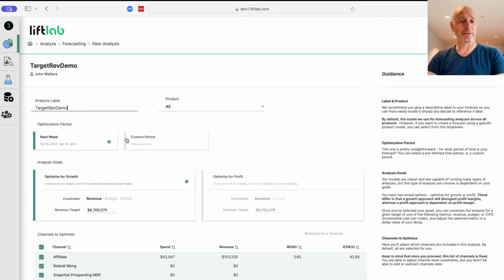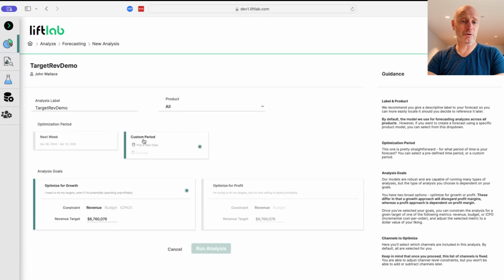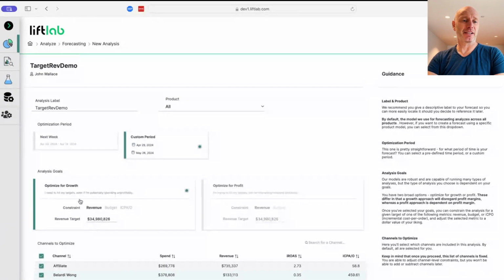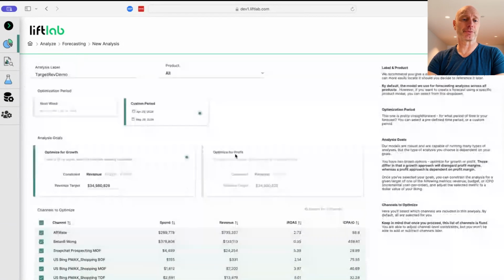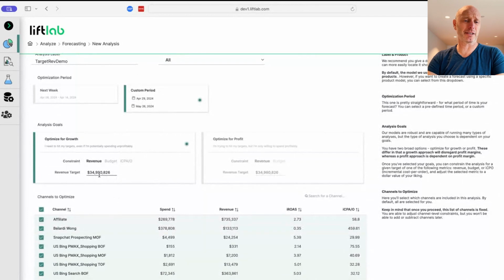We could do that for just the next week, or we could do this for a whole month in the future. So we'll do this for the fiscal month of May. And here's our capability to optimize for growth. In the reference data from the media plan we had about a $35 million period. But let's say in May, we actually want to do $36 million. So that's the request from the CFO.